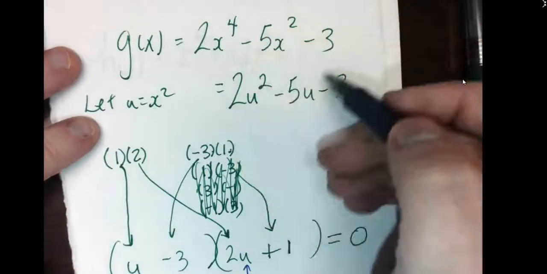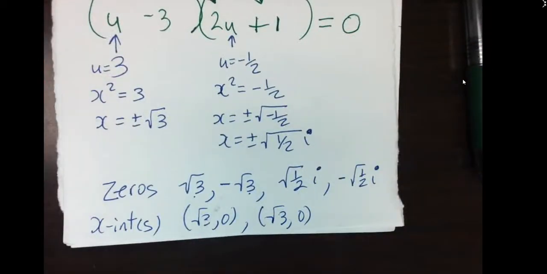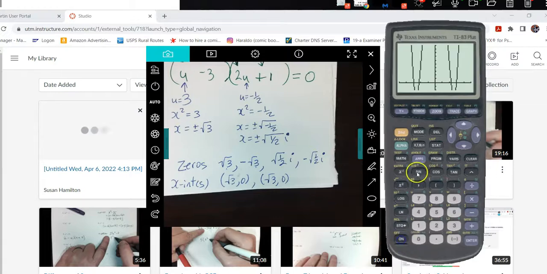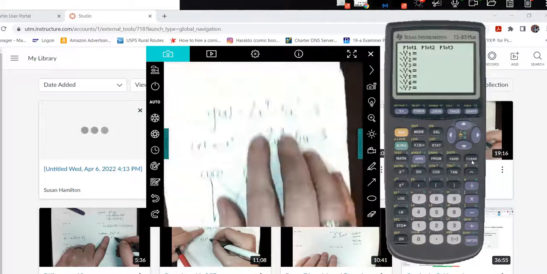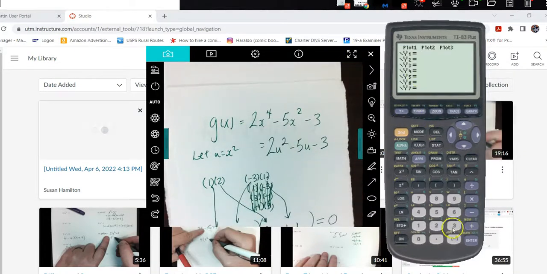If I want to confirm that, I can look at that on my graphing calculator. Okay, it doesn't want to let me out. Okay, so let's go back here. Let's get rid of the previous one, and let's put in 2x to the 4th minus 5x squared and minus 3. And let's do a zoom 6.